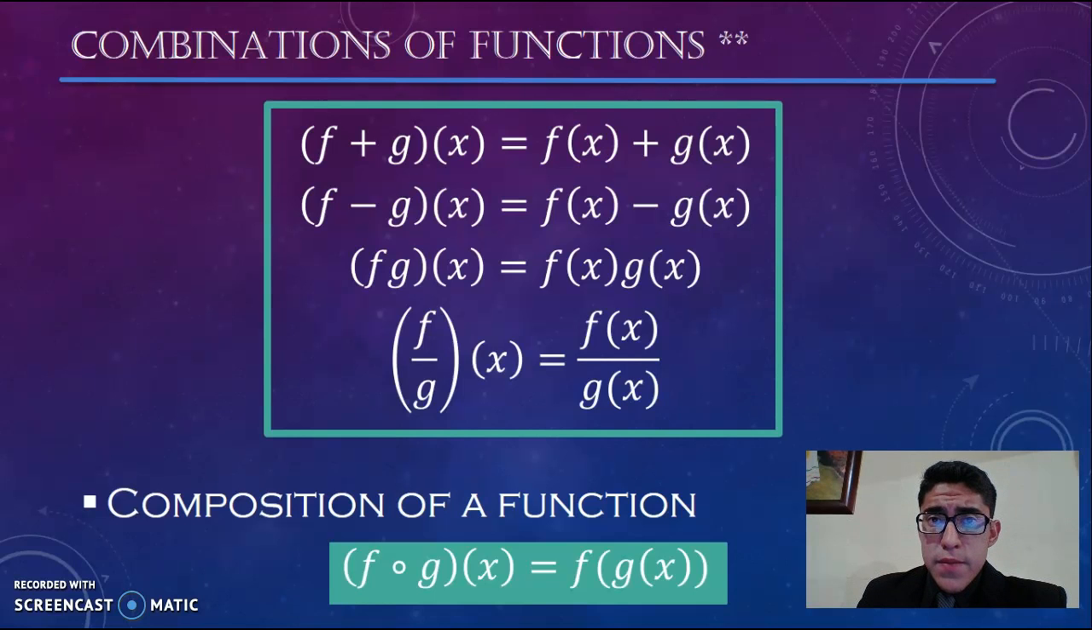Two functions f and g can be combined to form new functions: f plus g, f minus g, f times g, and f divided by g, in a manner similar to the way we add, subtract, multiply, and divide real numbers. There exists another way of combining two functions to obtain a new function. The procedure is called composition, because the new function is composed of the two given functions f and g.